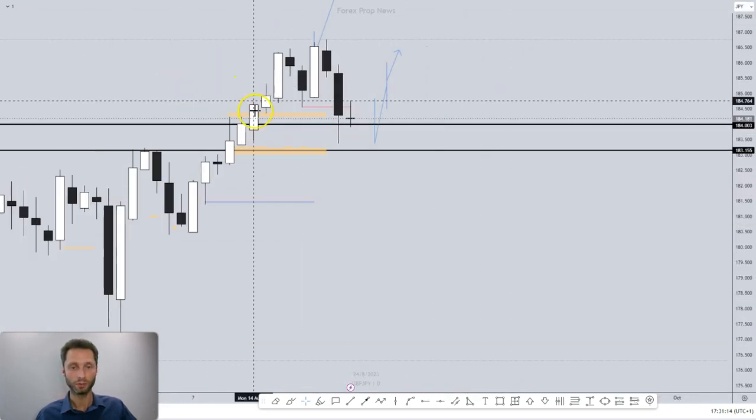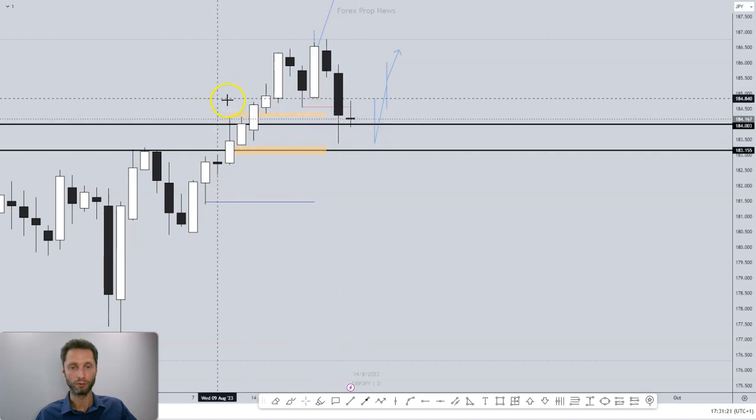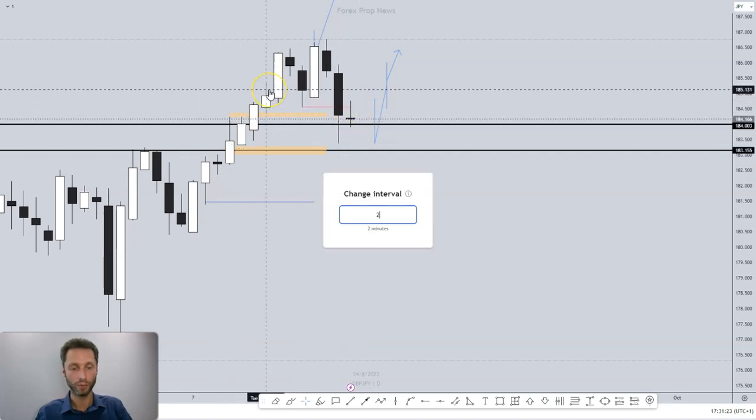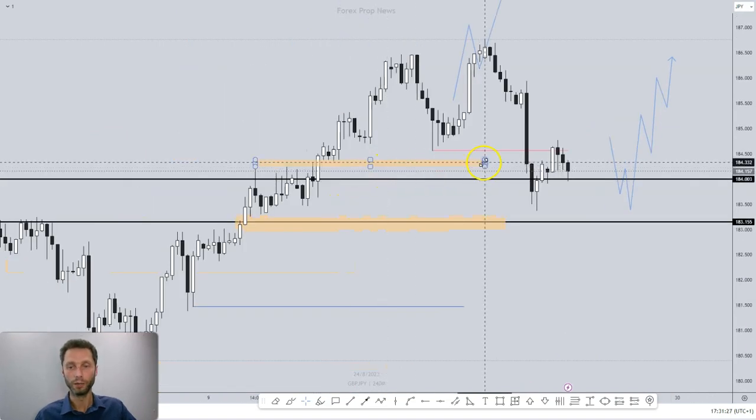Pound yen. This is what we looked at the beginning of the week. We have reached into these levels. However, there is no sign of reversal. We have slowed down, left this wick. Let's have a look at the 4 hour. And here we are.